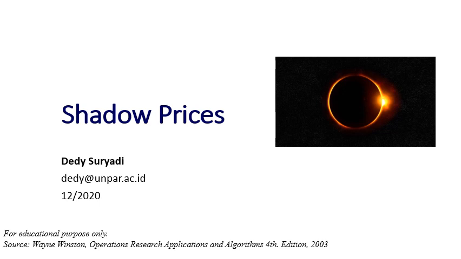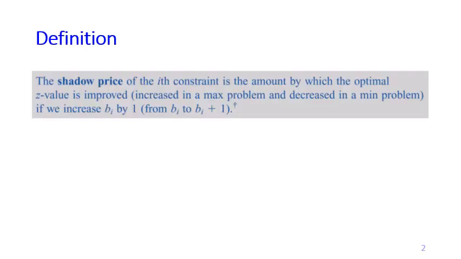So after we learn about dual theorem, let's revisit the topic of shadow prices. Let us recall the definition of shadow price. The shadow price of the ith constraint is the amount by which the optimal z value is improved if we increase bi by 1, from bi to bi plus 1.